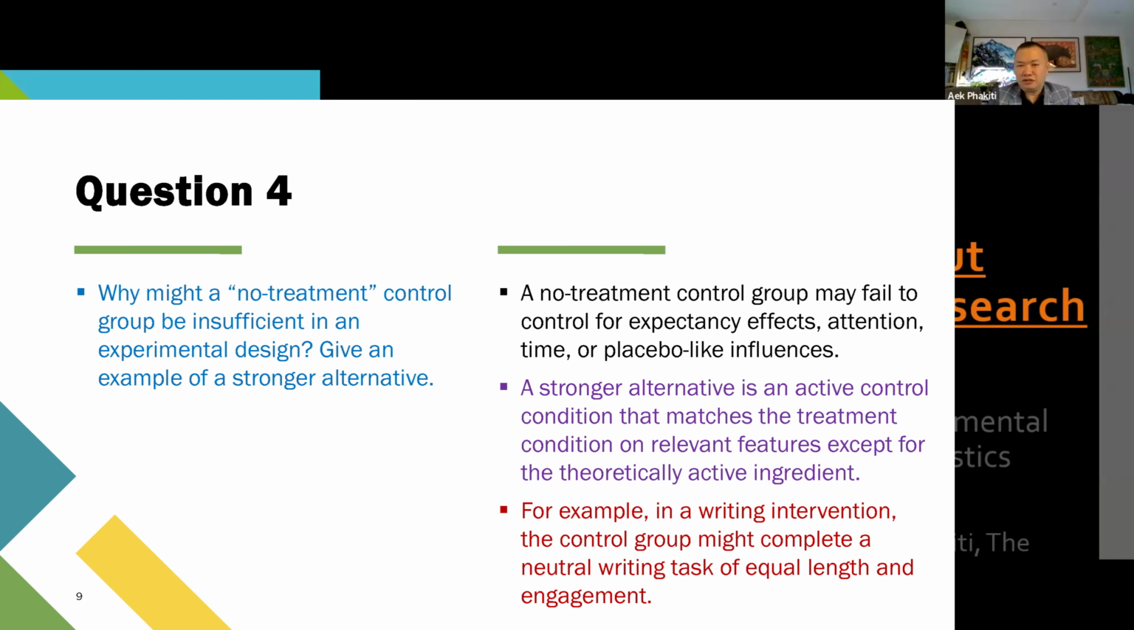Because you can't claim the cause and effect fully. Okay, because you don't know about the non-receipt, right? So an example of this would be something like, there could be expectancy effects, there could be attention time, or what we call placebo-like influences. Placebo effects. Have you come across this term, placebo effects?